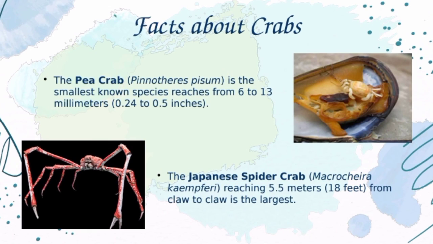Did you know that the smallest known species of crab ranges from 6 to 13 millimeters, or equivalent to 0.24 to 0.5 inches, which is known as the pea crab, with the scientific name Pinnotheres pisum. On the other hand, the Japanese spider crab, with the scientific name Macrocheira kaempferi, reaching 5.5 meters or 18 feet from claw to claw, is the largest of these species of crabs.